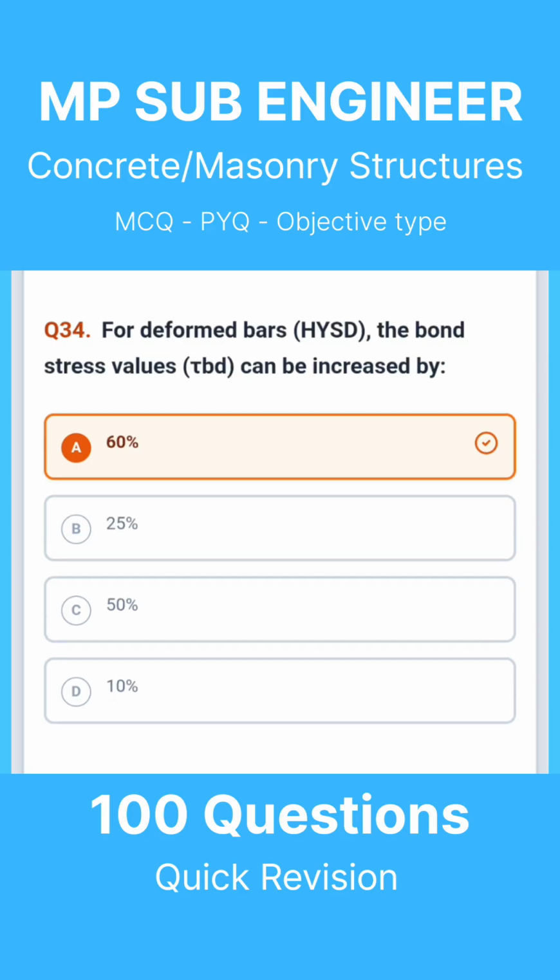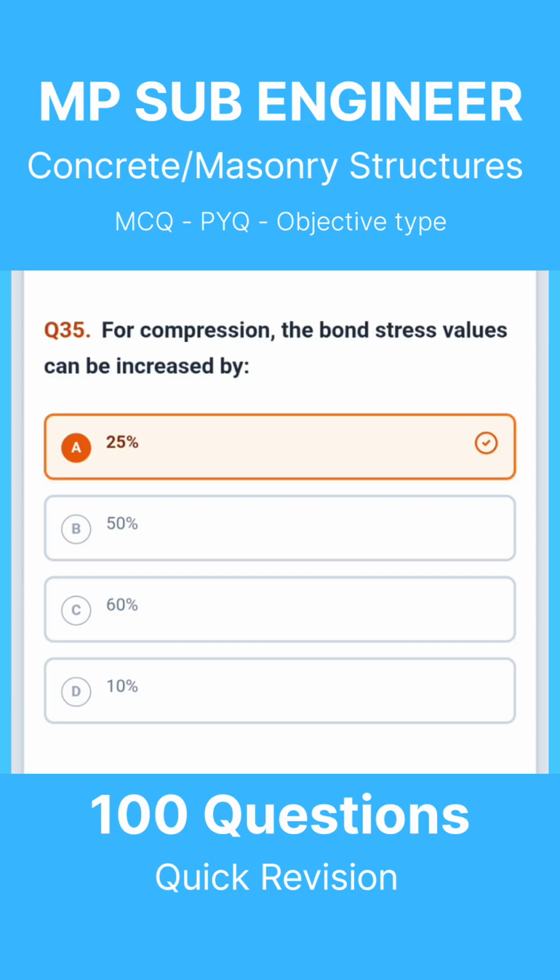Question 34. For deformed bars HYSD, the bond stress values tau BD can be increased by. The correct answer is 60%. Question 35. For compression, the bond stress values can be increased by. The correct answer is 25%.